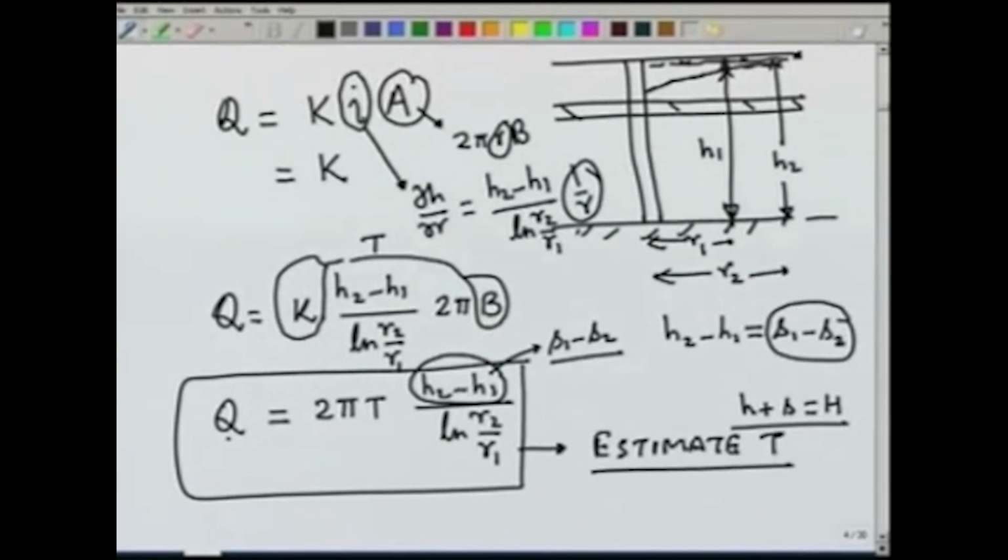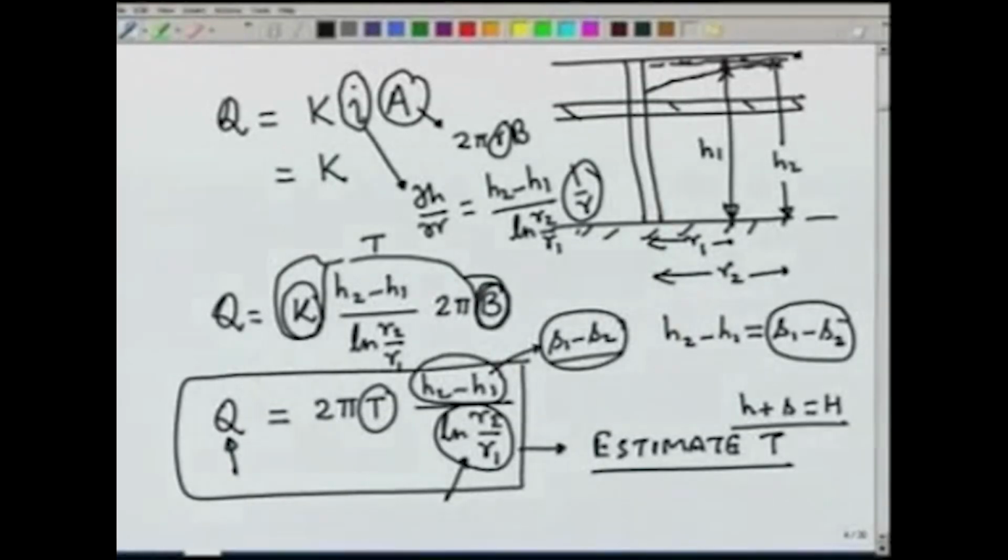If we measure Q, the drawdown, and distances, of course, we know where we have put the piezometers. So, knowing all these three terms, we can obtain the value of transmissivity. So, this test is very useful in estimating the transmissivity or hydraulic conductivity, because the thickness B will be known, and therefore, we can obtain hydraulic conductivity also.